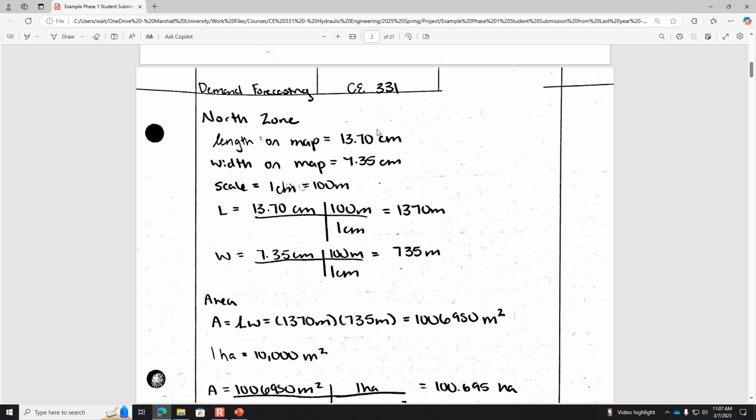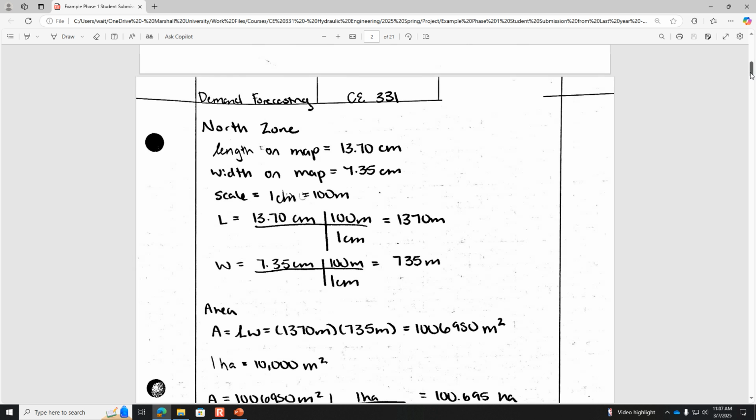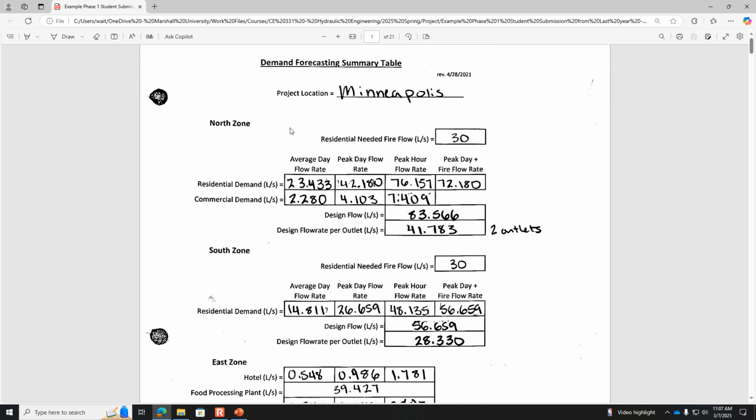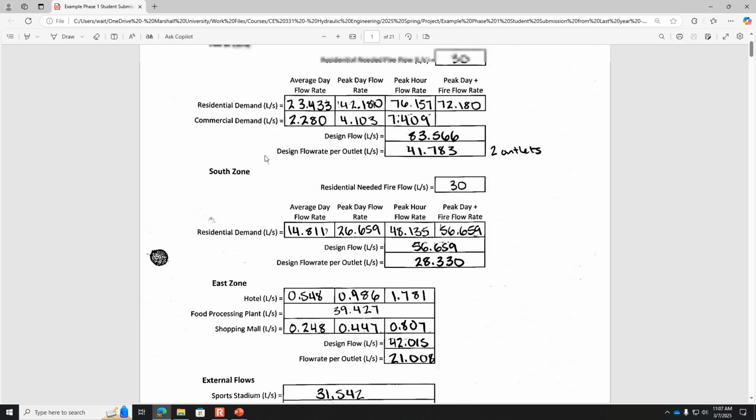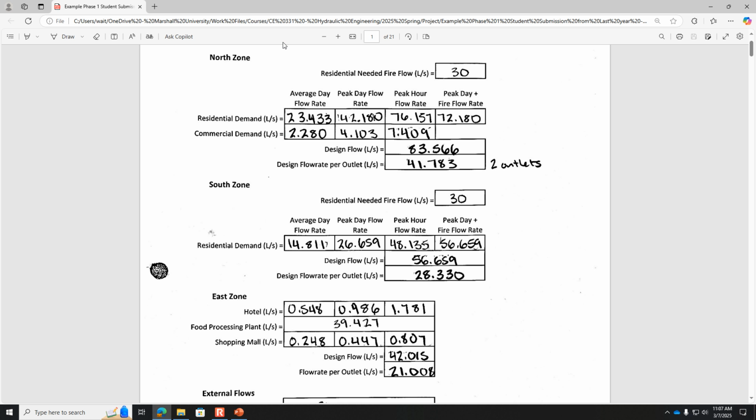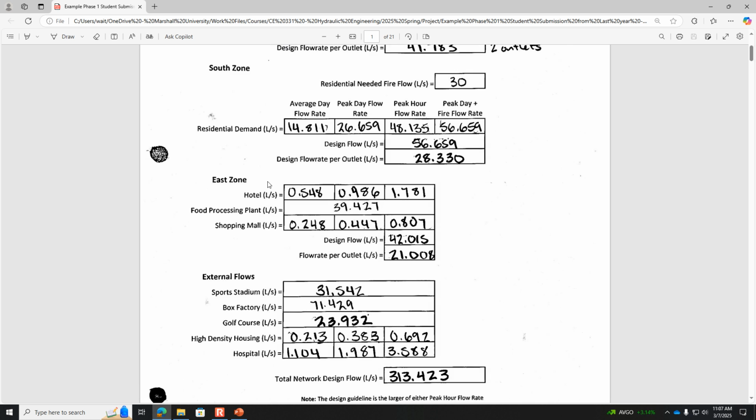logical. The calculations were done in the order that they are reported on the summary table. So that's good. Like if the calculations start with the box factory and then go to the commercial demand of the North Zone and then the hotel, what would be the point of doing your calculations in a disorganized way that's different from what is summarized on the first page?